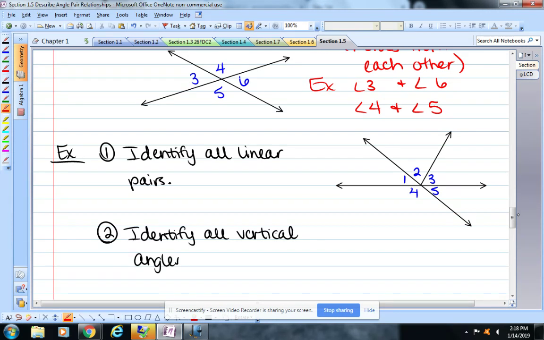Just make it similar. Look, 2, 3, and 5 are all on the same line. 1 and 4 are on the other side of that line, and kind of draw off from there is what I kind of do.